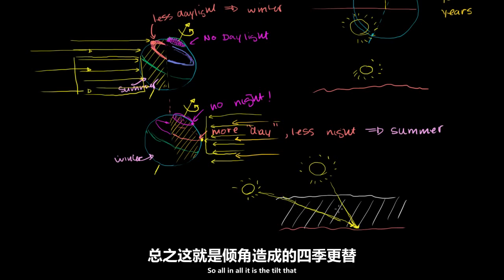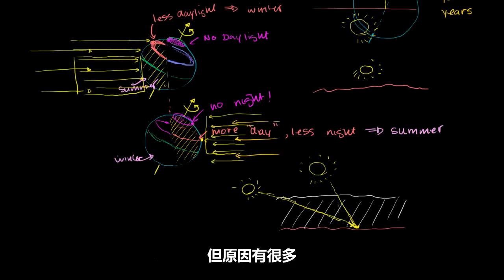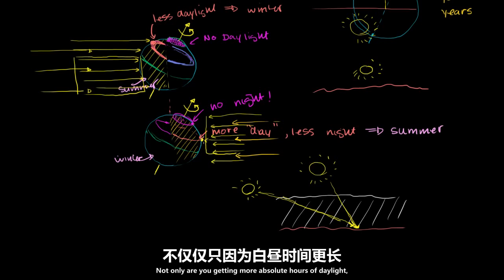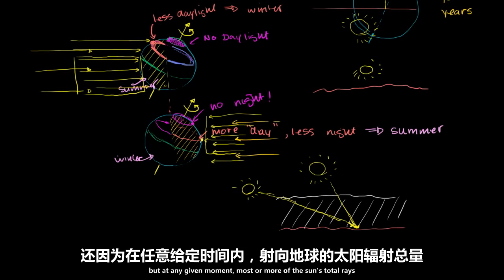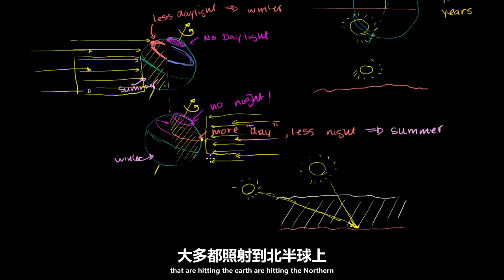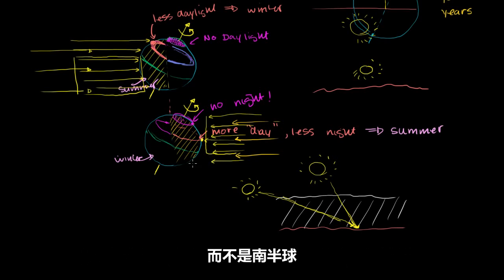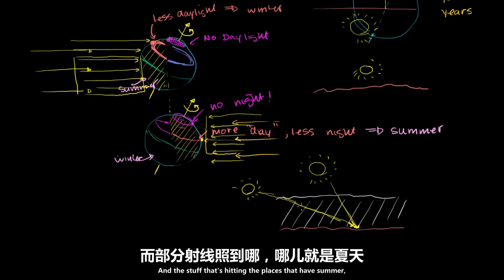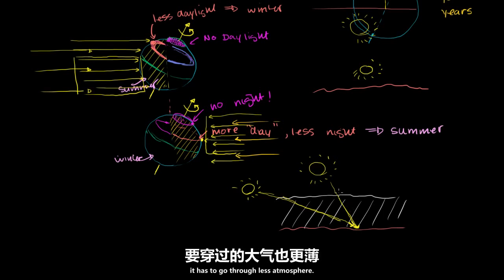So all in all, it is the tilt that is causing the changes in the seasons, but it's causing it for multiple reasons. One is when you're tilted towards the sun, you are getting more absolute hours of daylight. Not only that, but at any given moment, more of the sun's total rays that are hitting the Earth are hitting the northern hemisphere as opposed to the southern hemisphere. And the stuff that's hitting the places that have summer has to go through less atmosphere, so it gets dissipated less.